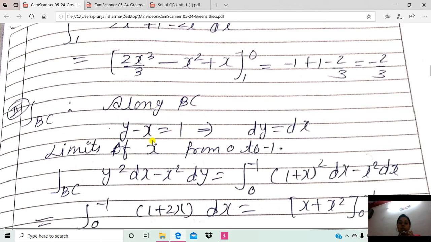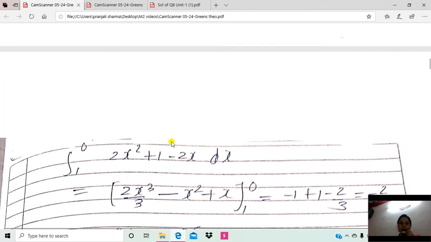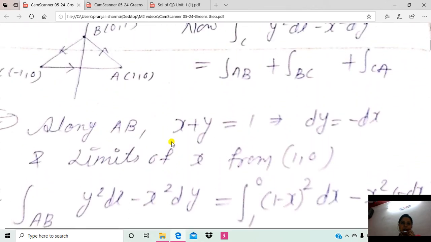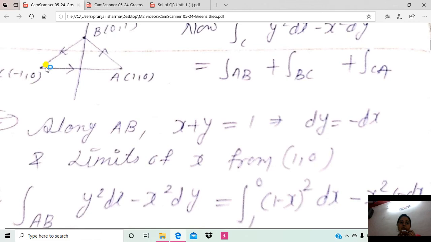So in place of y we have to put 1 plus x, and in place of dy it will be dx. So the integration is now with respect to x only, and the limits of x will be from 0 to minus 1. Let's check by diagram how the limits will be changing. From B to C, the value of x here is 0, and here it is minus 1. So the limits of x will be from 0 to minus 1.